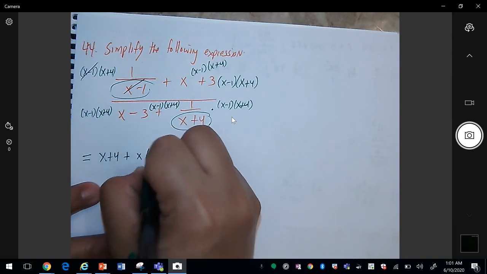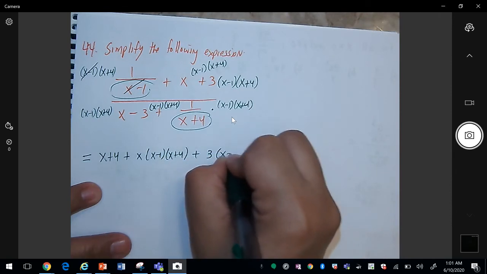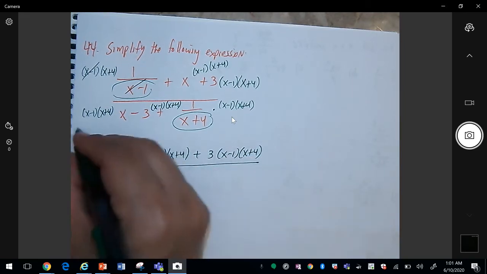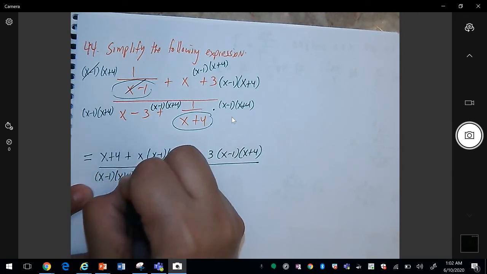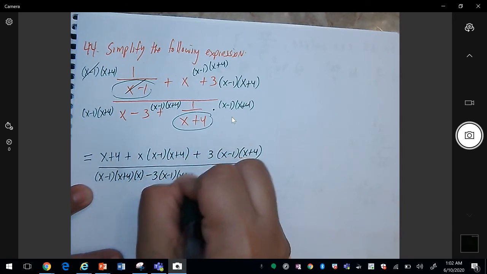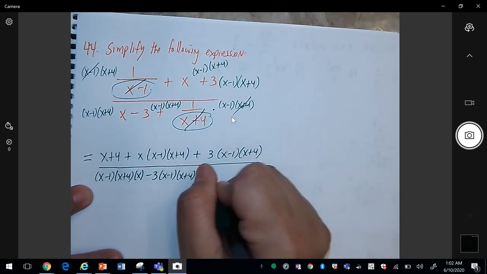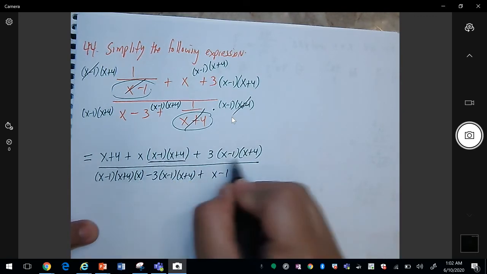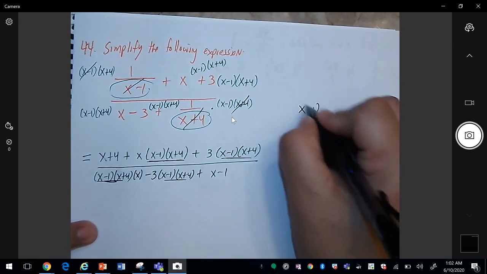plus x times x minus 1, x plus 4, plus 3 times x minus 1 times x plus 4, all divided by x minus 1 times x plus 4 times x minus 3 times x minus 1, x plus 4. And then here the x plus 4 cancels with the x plus 4, leaving us with x minus 1. So notice that they're all being multiplied by this term here. So on the side over here, I'm going to multiply that out.